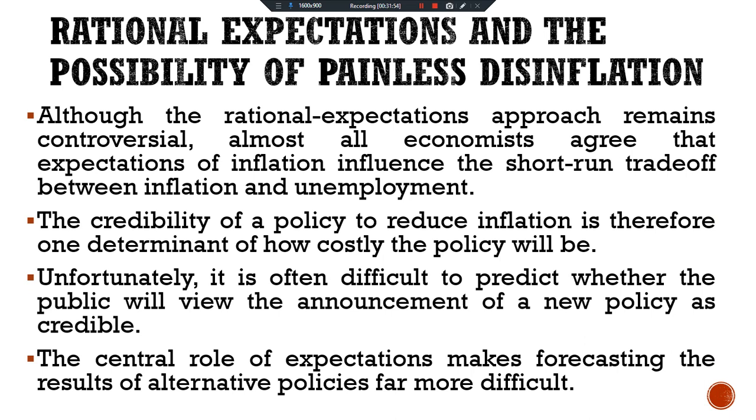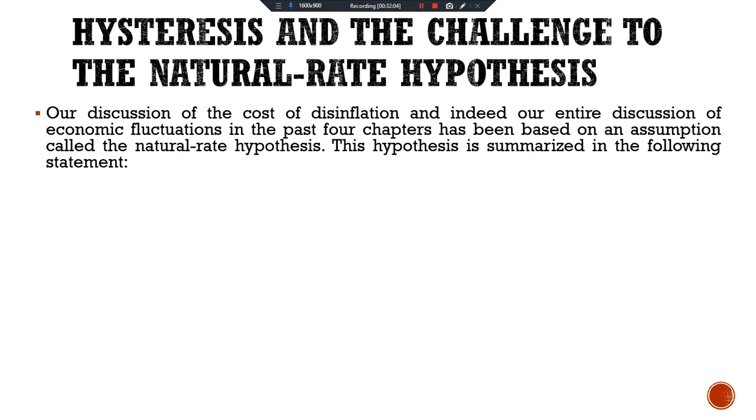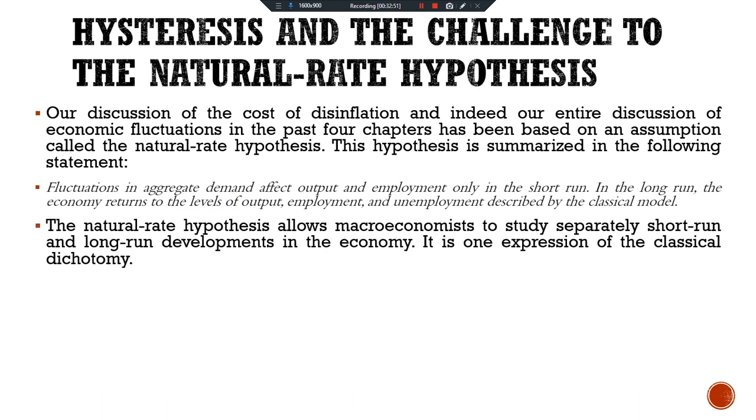So let's move toward hysteresis and the challenge to the natural rate hypothesis. Our discussion of the cost of disinflation, and indeed our entire discussion of economic fluctuations in the past 4 chapters, has been based on an assumption called the natural rate hypothesis. This hypothesis is summarized in the following statement. Okay, fluctuations in aggregate demand affect output and employment only in the short run. In the long run, the economy returns to the levels of output, employment, and unemployment described by the classical model. Okay, the natural rate hypothesis allows macroeconomists to study short-run and long-run developments in the economy separately. It is one expression of the classical dichotomy.